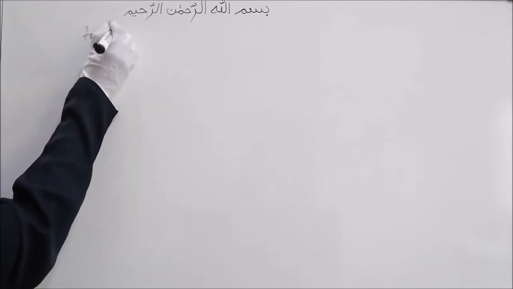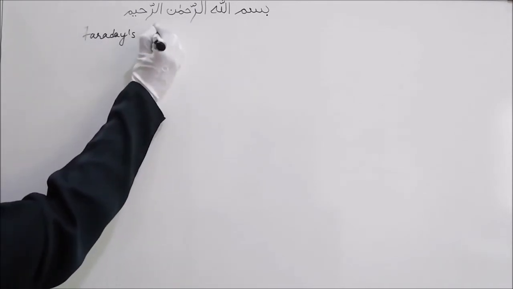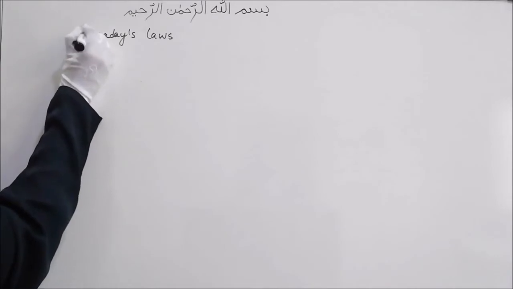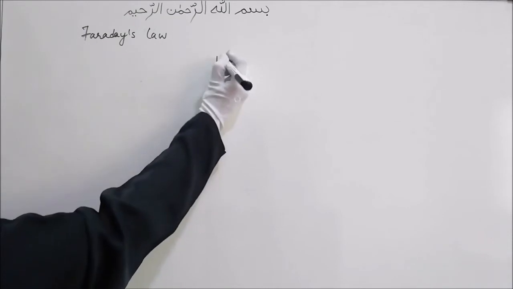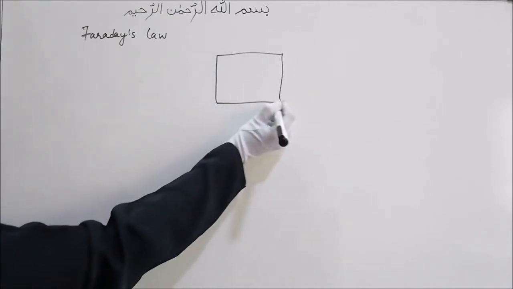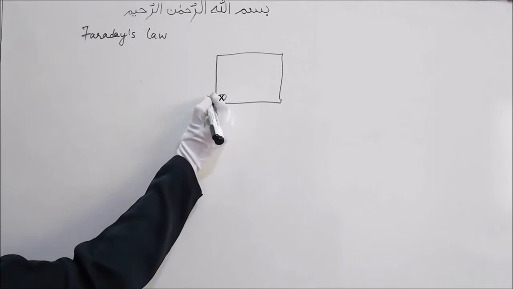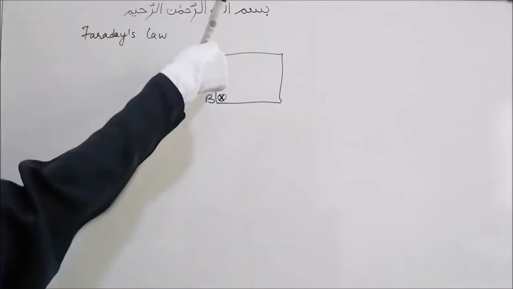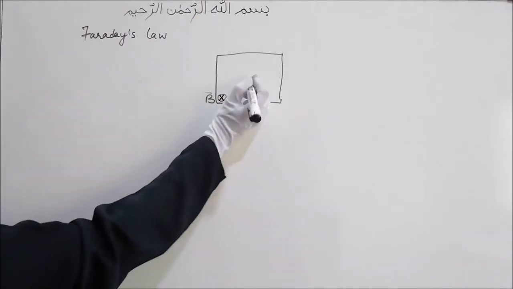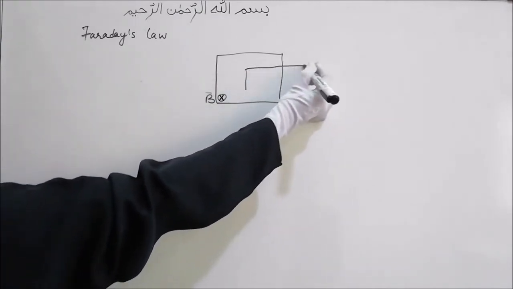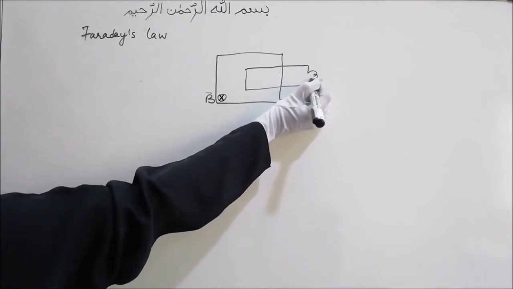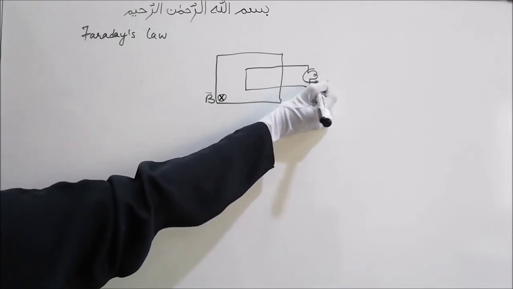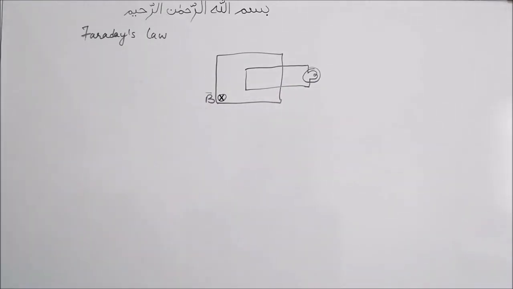Now we all know Faraday's law, right? Let's consider we have a square region in which the magnetic field is going into the plane, and we have a circular loop across which, let's say, we have connected some resistance or some bulb. Okay, just a wire, that's it, nothing more.